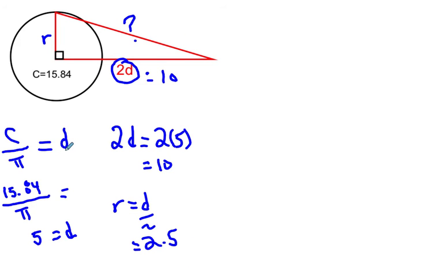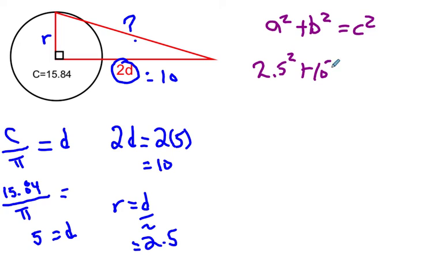Because that's my hypotenuse, I can use the typical a squared plus b squared equals c squared. I'm just going to change my ink color so you can see the next step. So I've got a squared plus b squared equals c squared, and again, that's going to help me find the length of the hypotenuse. a is going to be the length of my radius, 2.5, so 2.5 squared plus 10 squared equals c squared.